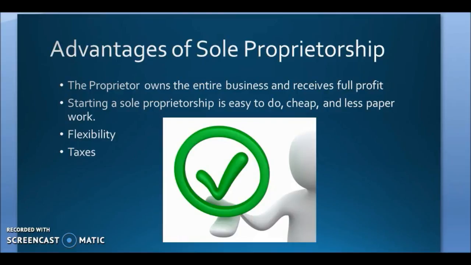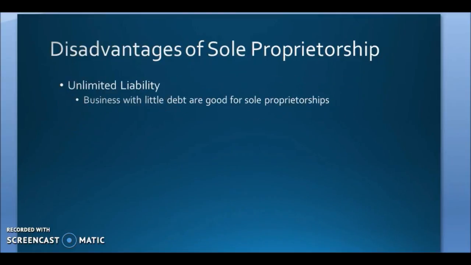And lastly, another advantage is taxes. For a sole proprietorship, the only taxes that need to be paid are personal taxes. So the owner doesn't have to pay income taxes on the business itself. They just claim the money on their own personal taxes and pay the taxes from there. And so it's a lot cheaper to do that. As you'll see when we get to corporations, they have to do double taxation, and that's a huge disadvantage.